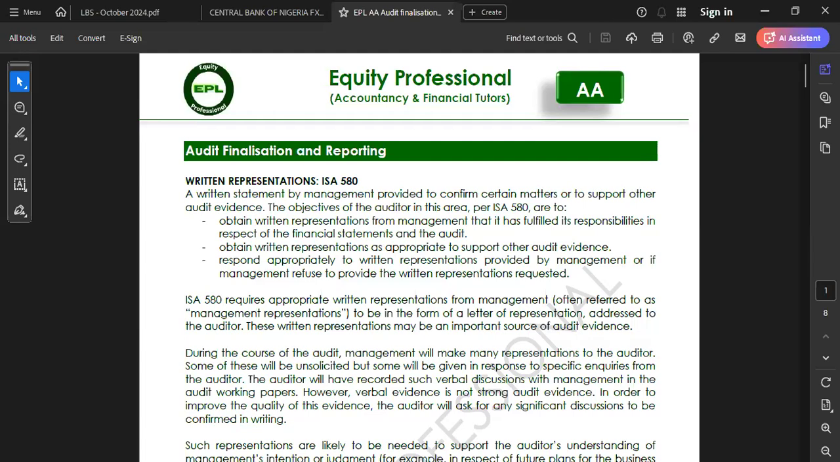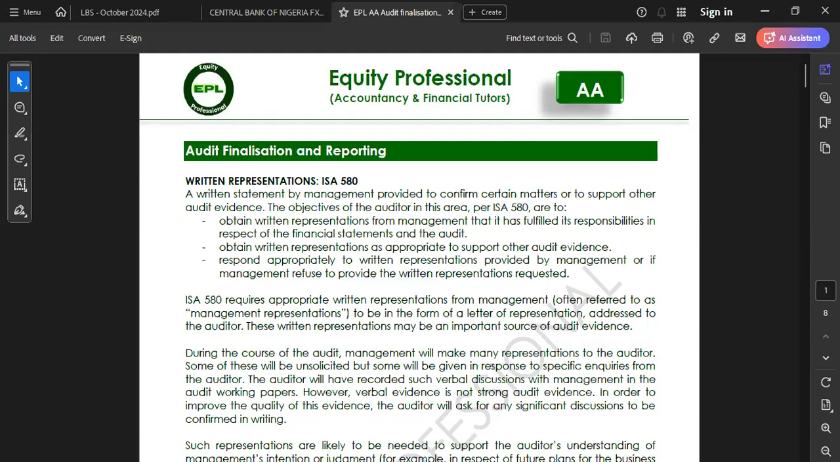Number one, the auditor is expected to obtain written representation from management that it has fulfilled its responsibility in respect of financial statements. Now, we all know that the responsibility for preparing financial statements lies with management. Management are responsible to prepare financial statements, not the auditor, not the finance department, not the head of finance, not the finance manager, not the outsourced firm. The responsibility is with management.